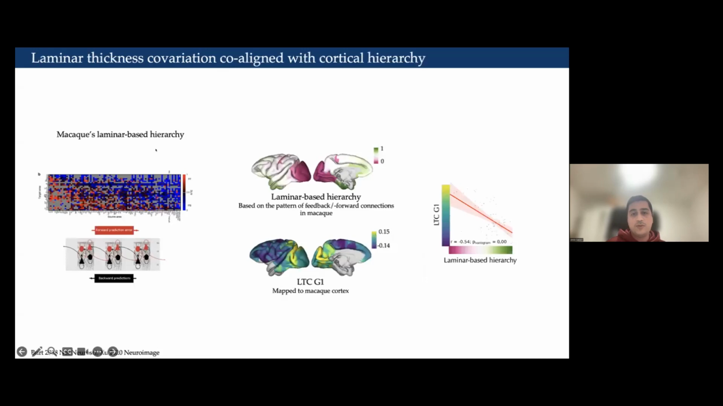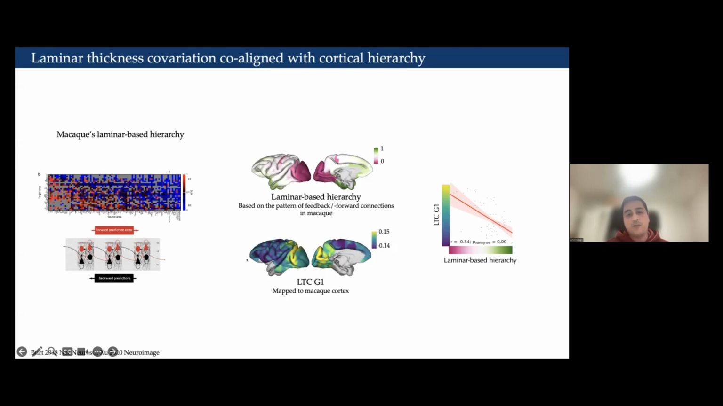Okay, so then we used two maps of cortical hierarchy based on macaques and humans, and studied their relation to the map of laminar structure variability that we found. First, starting with the macaque cortical hierarchy map, it is called the laminar-based hierarchy map, which is based on the feedback versus feed-forward pattern of connections. Generally, it assumes that regions that are higher up in the hierarchy tend to send more feedback connections, and regions that are lower tend to send more feed-forward connections. This approach is only available in macaques because it's based on tract tracing, which we cannot do in humans.